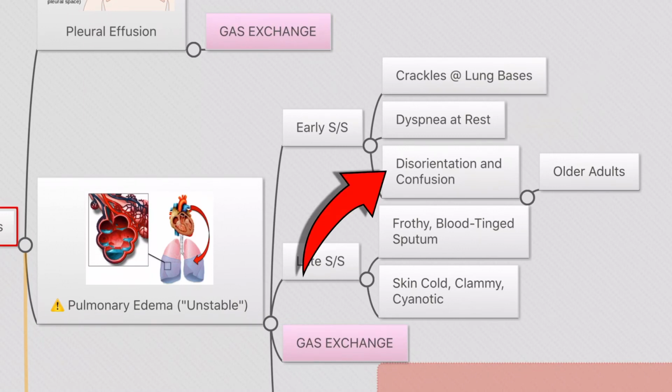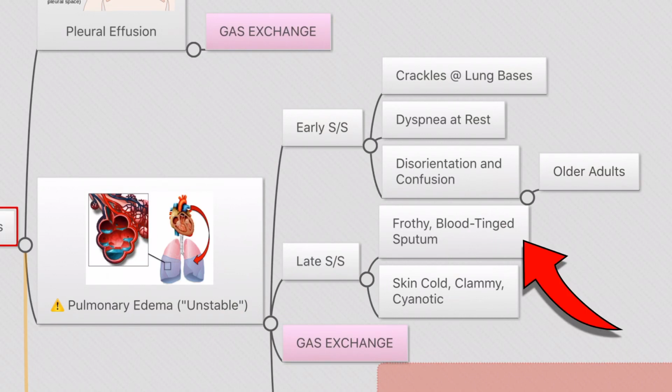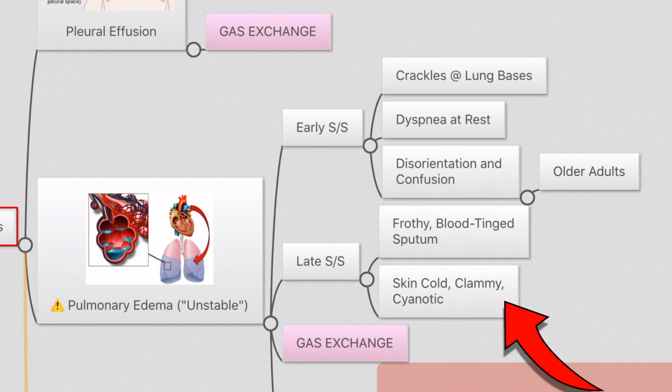They start to get confused and disoriented, especially the older adults. And then late signs and symptoms of pulmonary edema will be frothy and blood-tinged sputum, and then the skin is going to be cold and clammy and cyanotic. So gas exchange is one of the big concepts, but also think about perfusion, because this lack of gas exchange will ultimately lead to impaired perfusion.